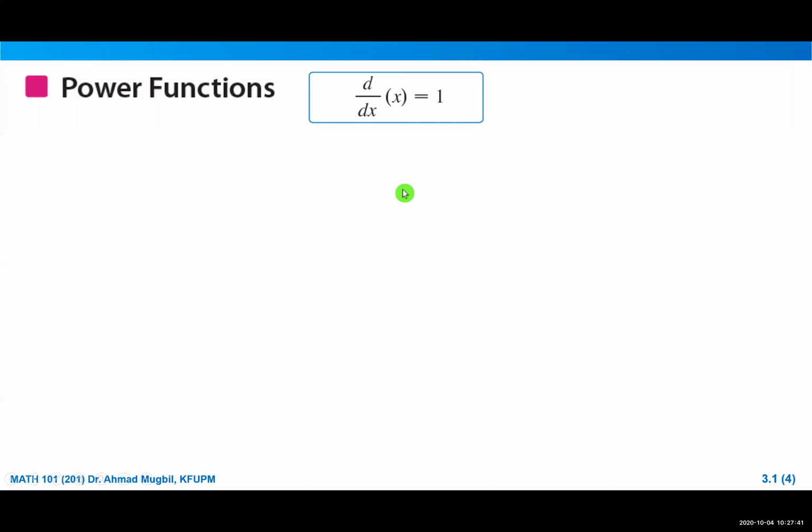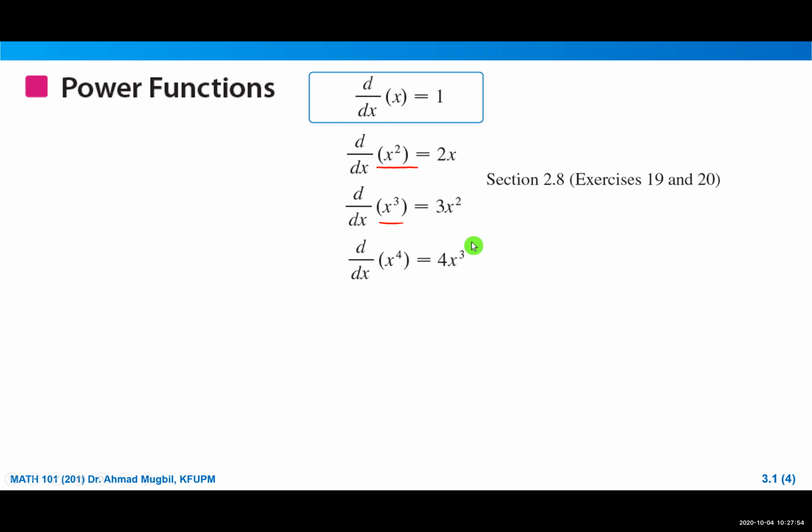And for the other power functions, we have mentioned this before for some functions like x squared or x cubed. The derivative will be 2x. The derivative here will be 3x squared. For x to the power 4, I showed you in the previous class that you can show that it is 4x to the power 3 by using the definition, the limit of f of x plus h minus f of x over h, the one that we have studied in 2.8.